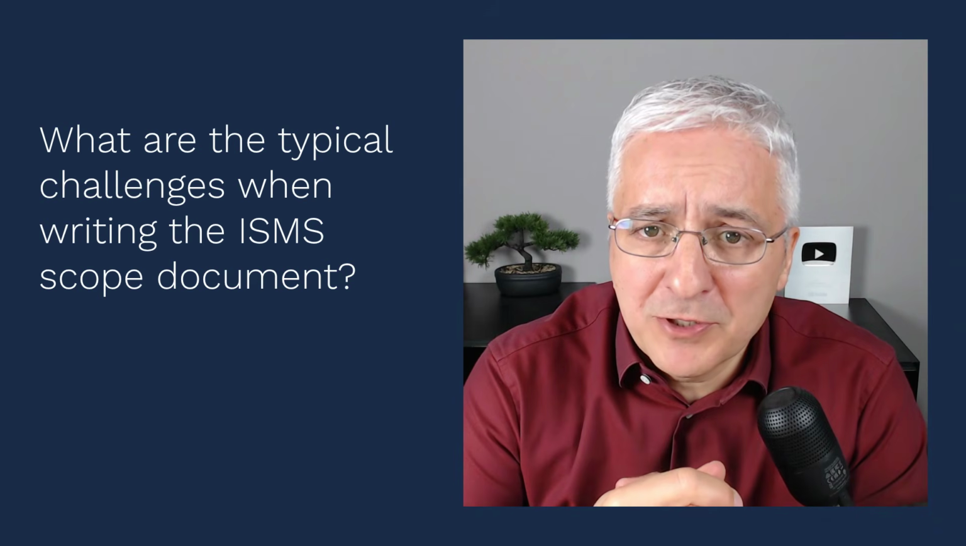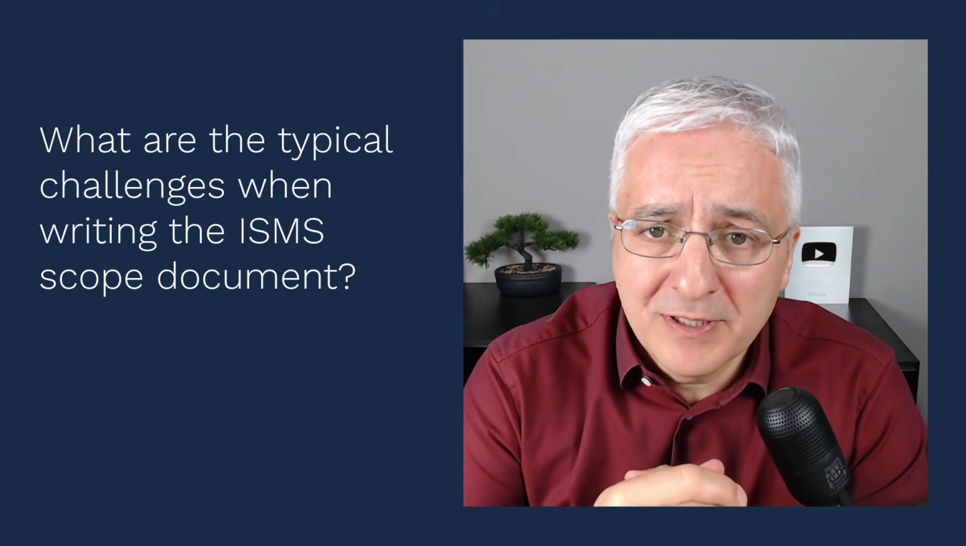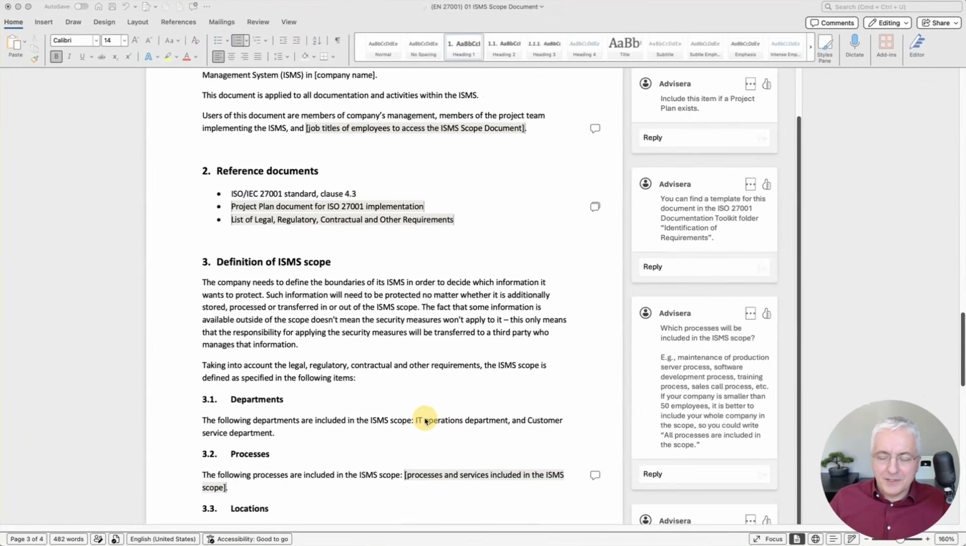Okay, next question: what are the typical challenges when writing the ISMS Scope document? There are several challenges when writing this document. One of them is, companies very often have a dilemma which departments to include in the scope. And as I mentioned before, if you are a smaller company, let's say up to 50 employees, it's better that you include actually the whole company in your scope, so all of your departments. But if you're a larger company, then it's better to focus only on, let's say, one department or one business unit, so that you actually don't implement the ISMS in a too large scope.